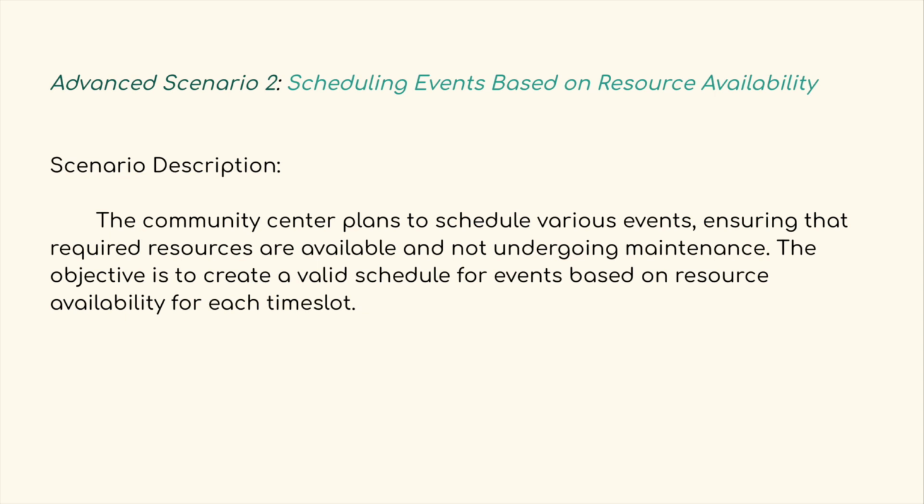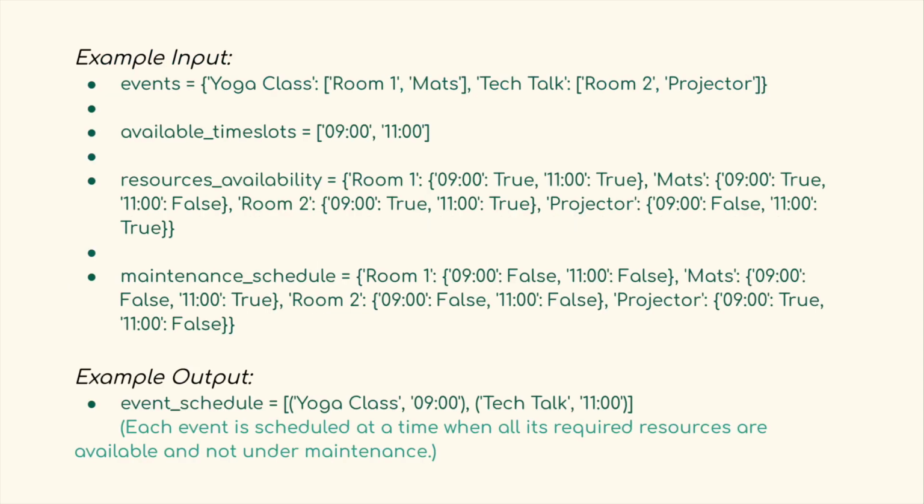This question is on scheduling events based on the resource availability. Here's the scenario description. The community center plans to schedule various events, ensuring that required resources are available and not undergoing maintenance. The objective is to create a valid schedule for events based on the resource availability for each time slot. Your solution should take in 4 inputs: events, available time slots, resource availability, and maintenance schedule.